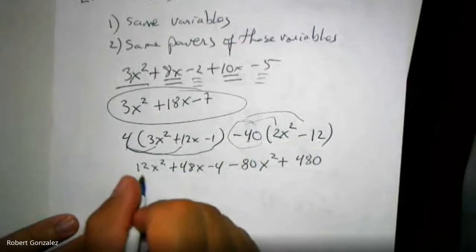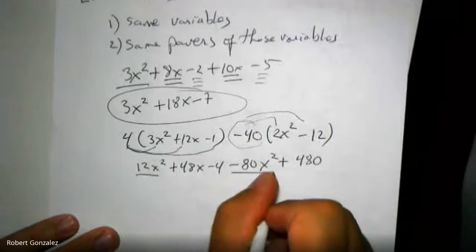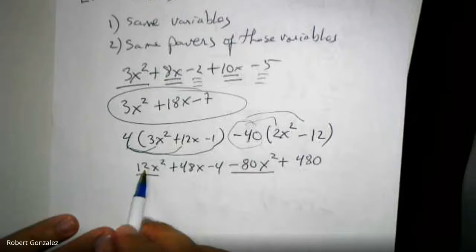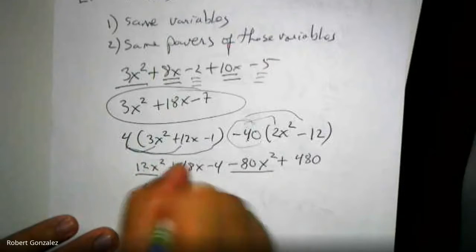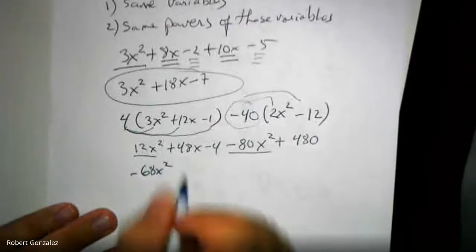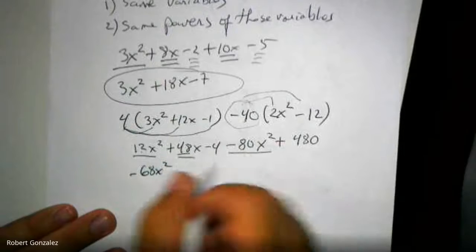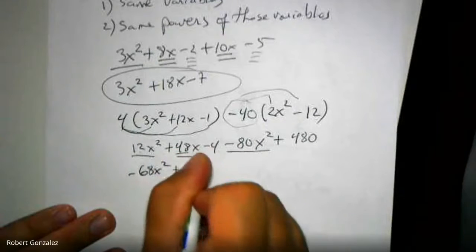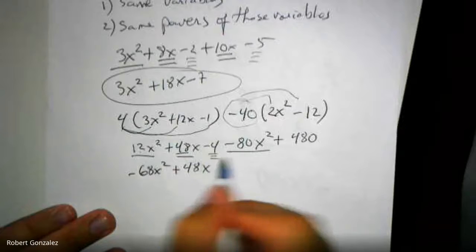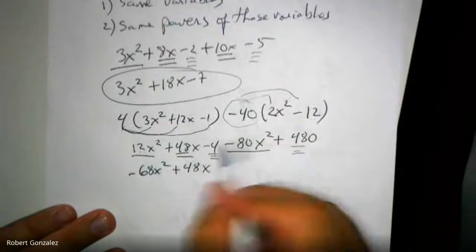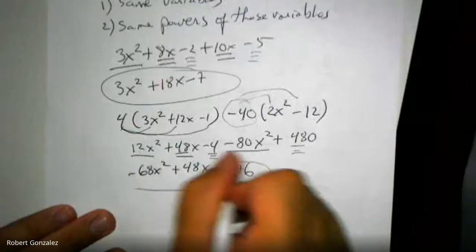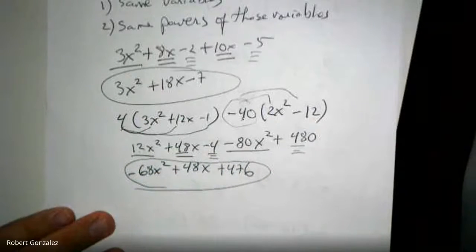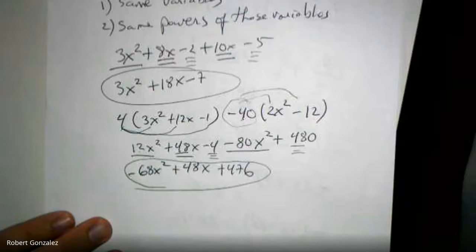My x squared terms are the highest, so I'm going to underline them one time. Positive 12x squared, negative 80x squared. That gives me negative 68x squared. The next terms are the x terms. There's only one of them. Copy it down. And then my constants, 480, take away 4 is 476. You can go back and verify that more slowly if you need to.